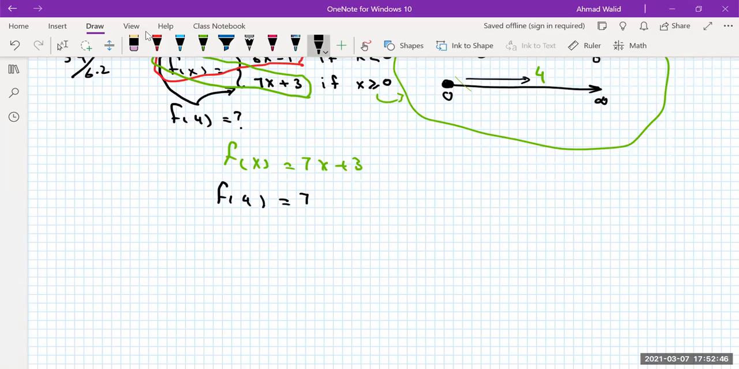Then I can easily calculate f of 4. F of 4 equals 7 times 4 plus 3. You already learned how to evaluate a function. 7 times 4, 28, plus 3, which gives you what? 31. That's the final answer. This is how you evaluate a piecewise defined function. Correct? There are more examples. Hopefully I assigned a few problems for you. There are more on section 2.2 homework that you can practice with.